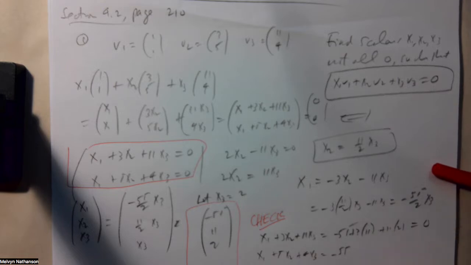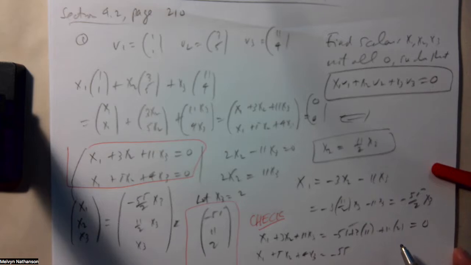Oops, good. I thought about that, a mistake. That's always good. Minus 55, 11, 2. You get minus 55 plus 55 plus 8. And that's not 0. Excellent. So that means I made a mistake. So that's why it's important to check.